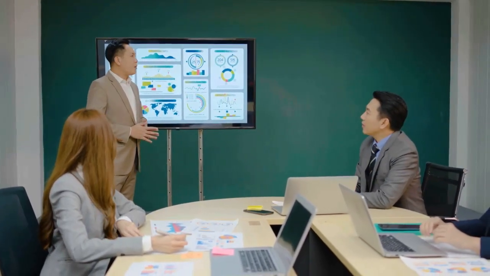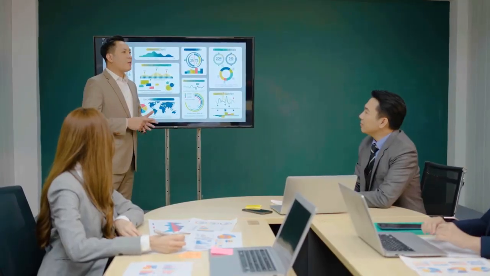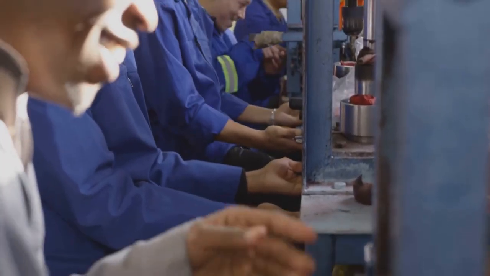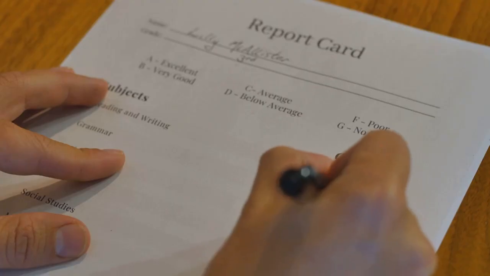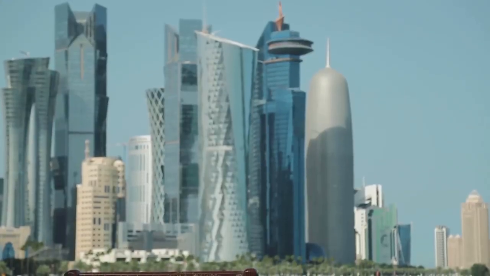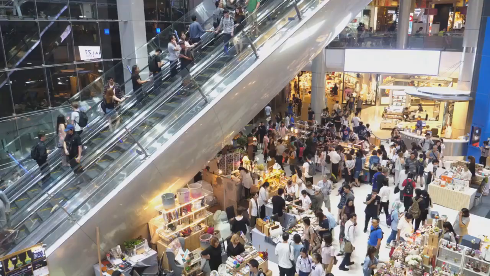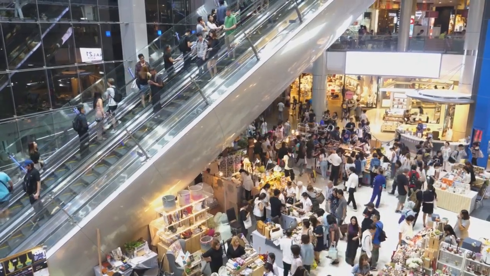Gross domestic product, or GDP, is a big, important number. It tells us the total value of everything a country produces in a year. Think of it like a country's economic report card. A higher GDP usually means a country is doing well economically. It means people have jobs and are buying things. A lower GDP can be a sign of trouble.